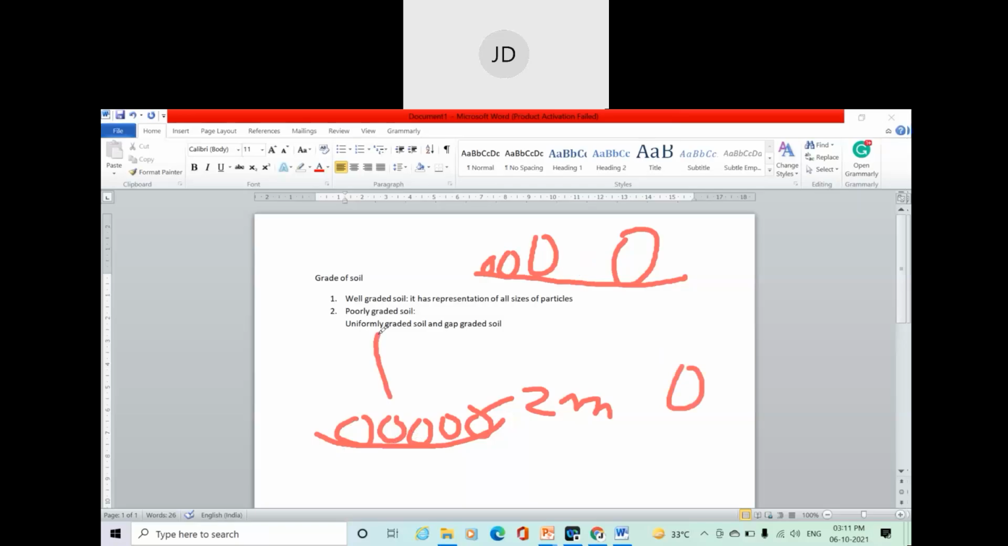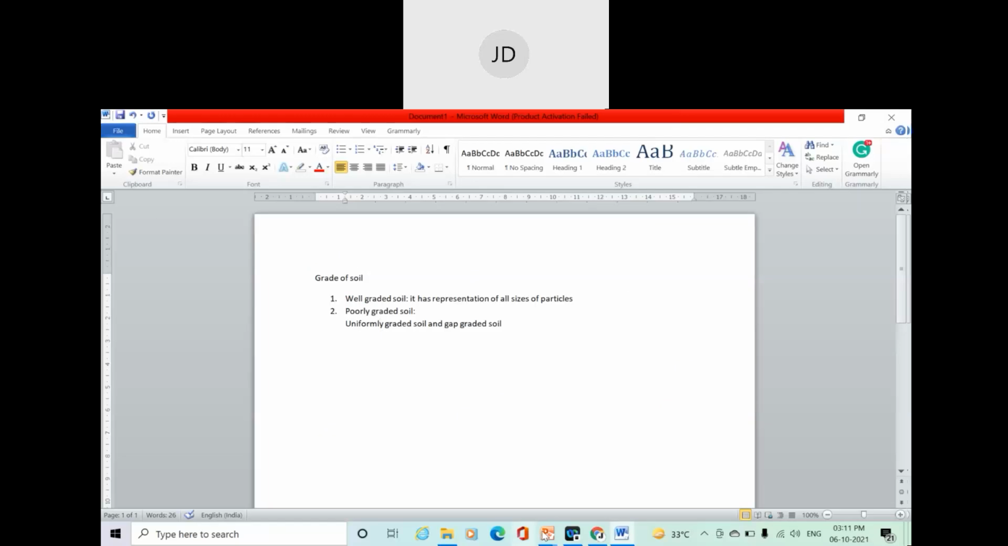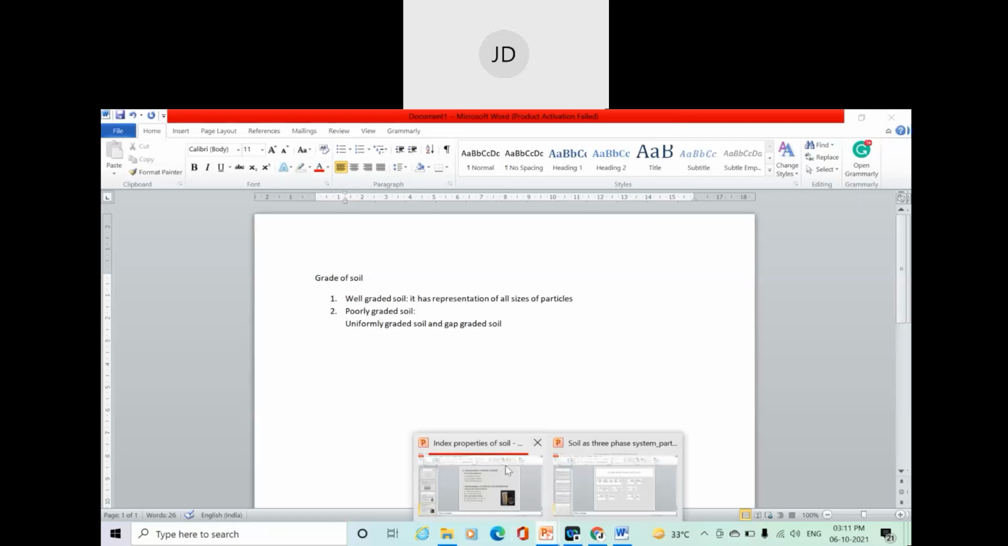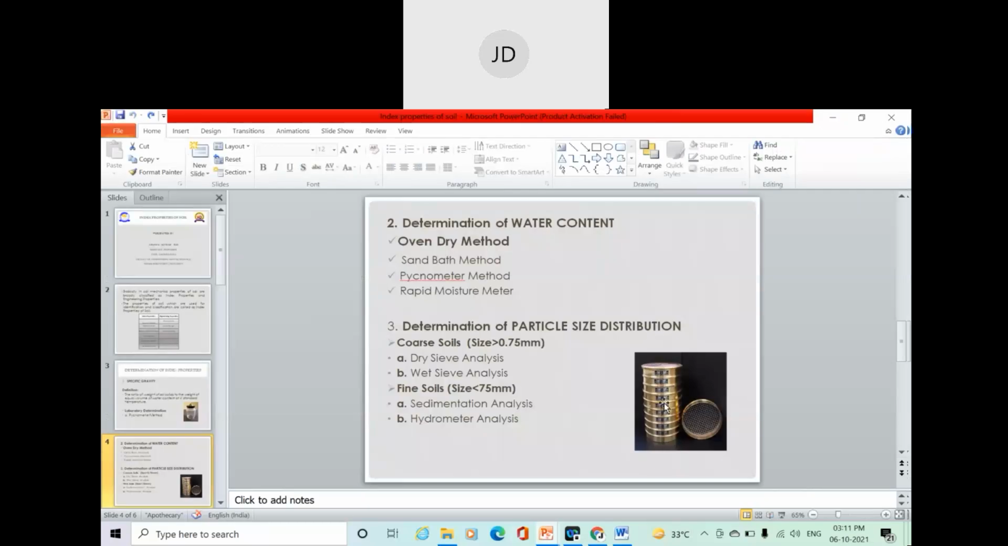So to know the grade of soil, what is the combination of the soil sizes? What sizes of soil particles are present in a particular soil? To know this, we can go for sieve analysis. These are the sieve apparatus. How to go for this sieve analysis, I'm going to give some video link in the WhatsApp group. You will just go through the video and you will understand the basic sieve analysis, how to go about doing that.